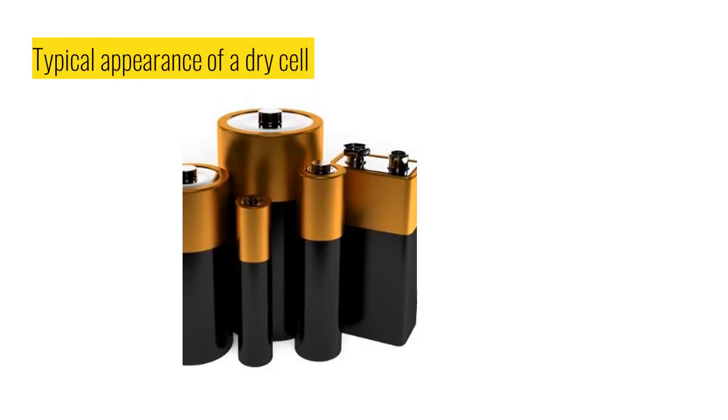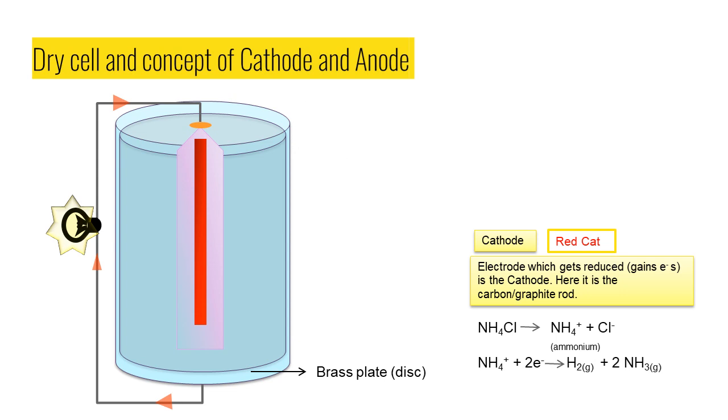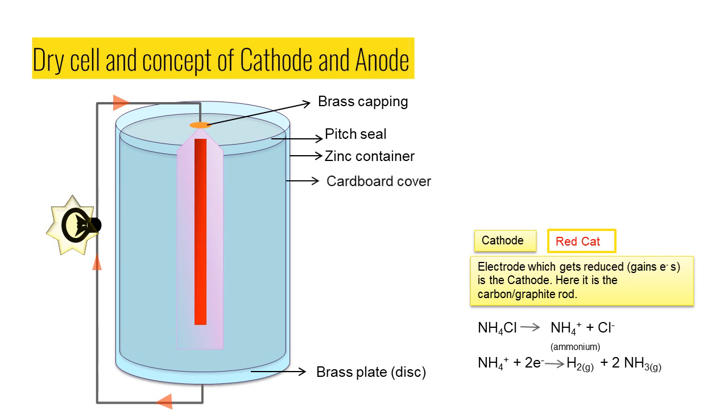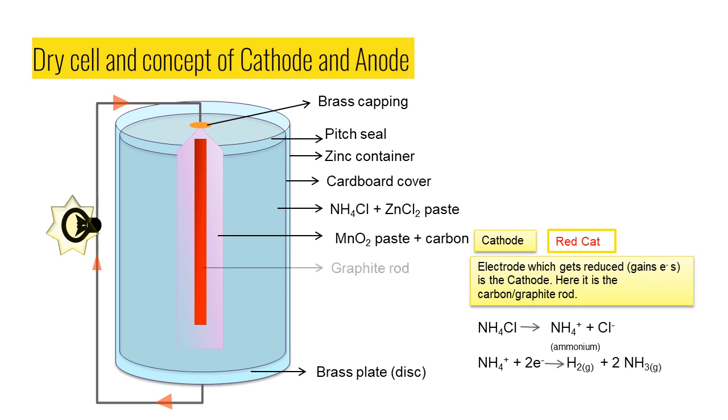So this is a typical appearance of a dry cell, which we use in TV, remotes, torch, or our wall clocks. So before directly annotating this cell as positive and negative, let us understand the chemistry of reactions happening inside the cell when the two ends are connected with a wire. So a dry cell has brass capping, pitch seal, zinc container, cardboard cover, sodium chloride, zinc chloride paste, MnO2 paste, and carbon. And in the middle, it has a graphite rod, and at the base, it has a brass plate.